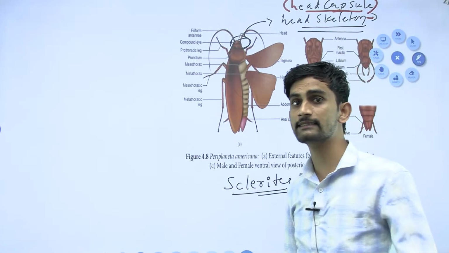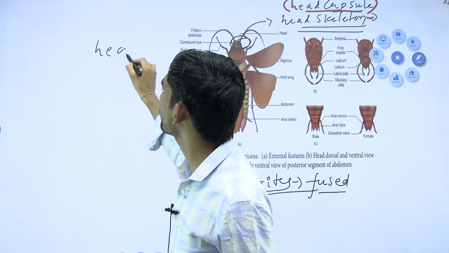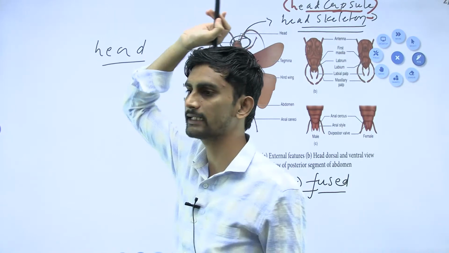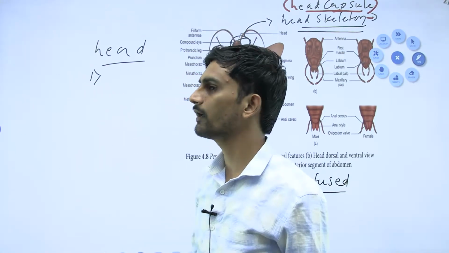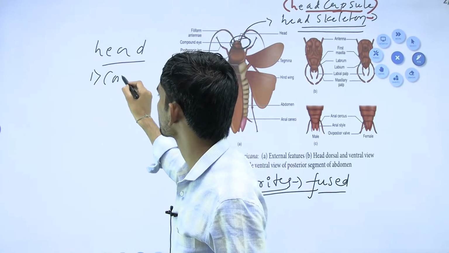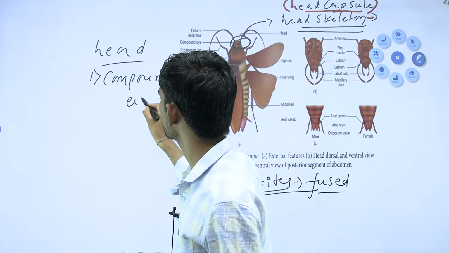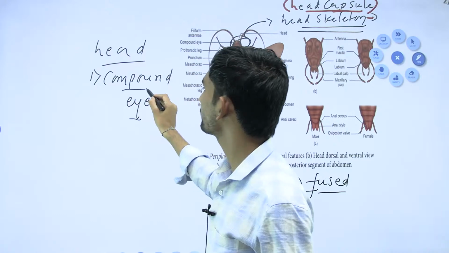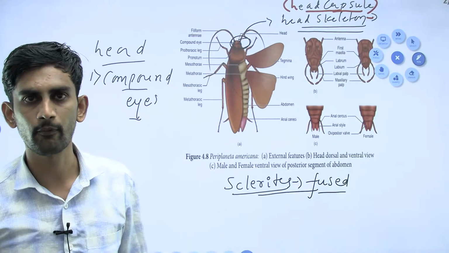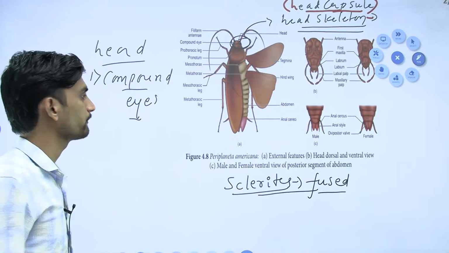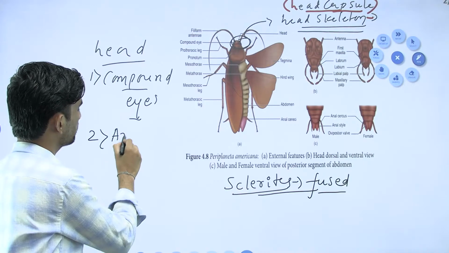In this head skeletal structure, some important sensory organs are found. What are the different sensory organs you will find in the head capsule? The first important thing you should remember: number one, you will find compound eyes. Some animals will have simple eyes, not compound eyes. I'll explain later what is meant by compound eye, and how that vision works. Then the second sensory organ is called antennae.